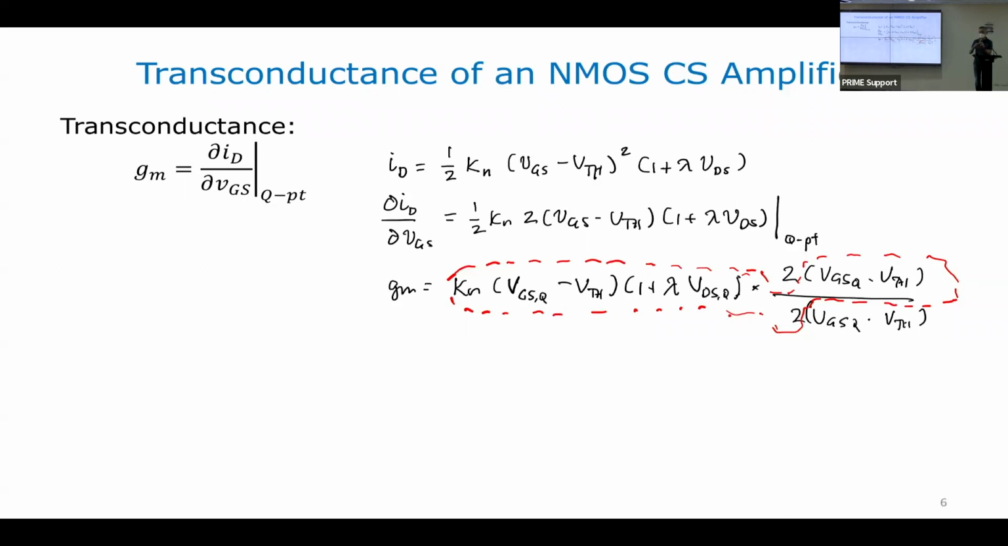What is that quantity? It's IDQ, di ba? Notice this is 1/2 Kn (VGS minus VTH) squared multiplied by 1 plus lambda VDSQ. Right? So that's IDQ. I'm glad you recognized it. So ano yung natitira? Meron tayong 2 dito, meron tayong VGS minus VTH dito sa baba. So this is going to be 2 IDQ over VGSQ minus VTH. So that is your other form.